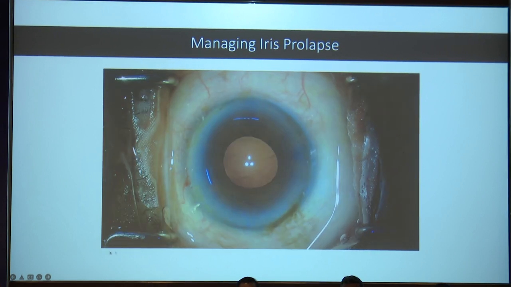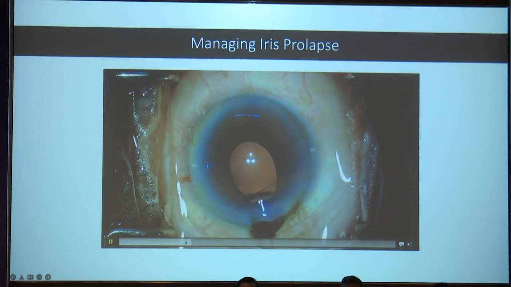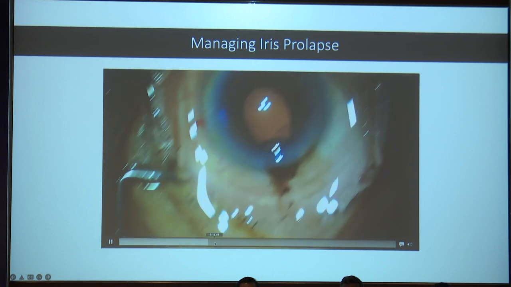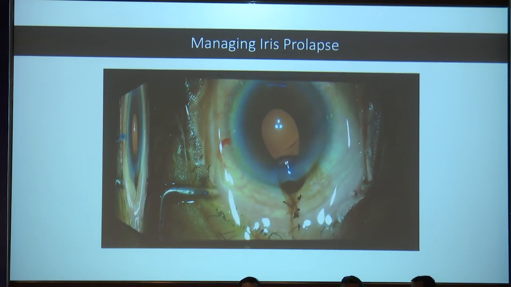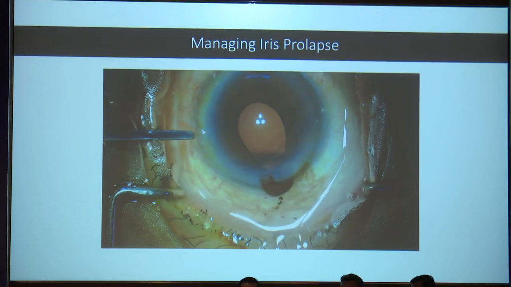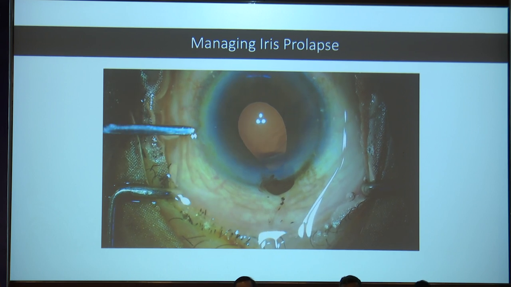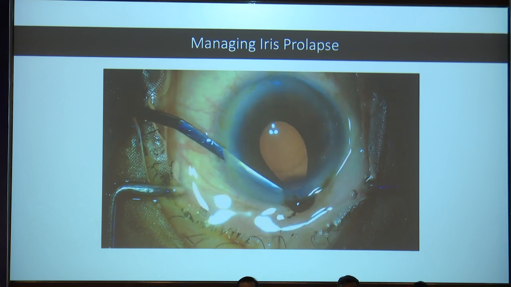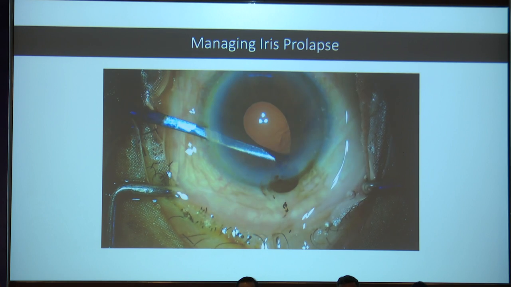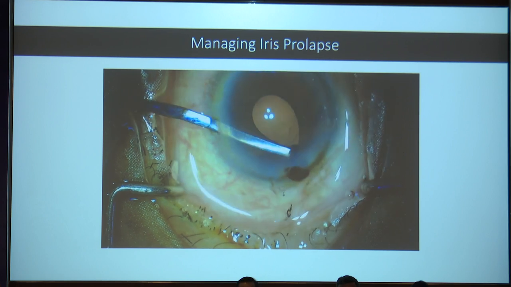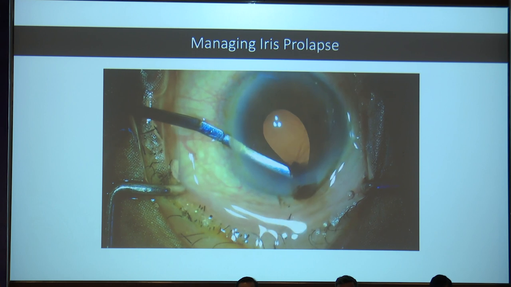If the iris prolapse is too much, what you can do is take your iris depositor through the side port, tap on the side port, let some viscoelastic escape out, and then through the side port, instead of pushing the iris inside, you can pull the iris into its position.